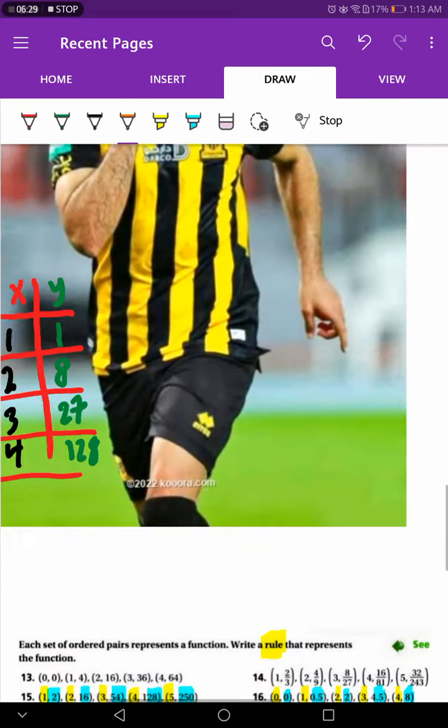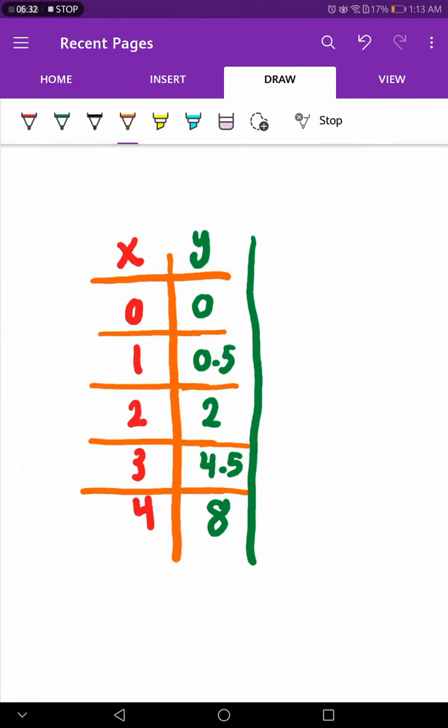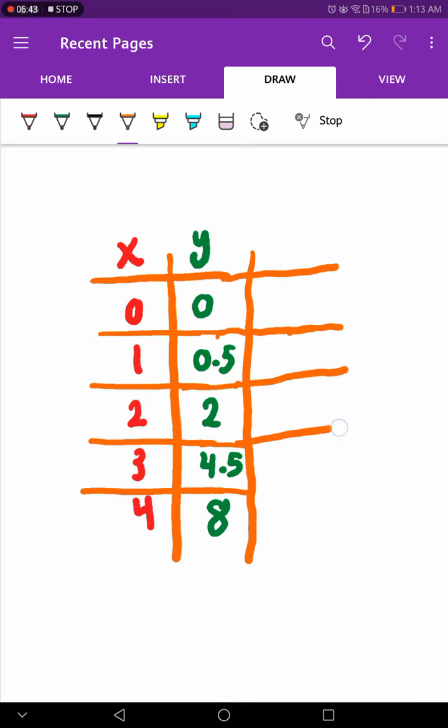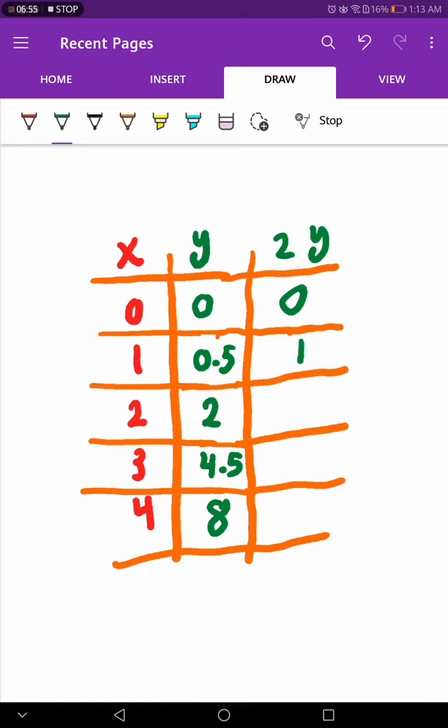If you multiply the y by 2 and see what happens, I will find 2 multiplied by y here. 2 multiplied by 0 is 0. 2 multiplied by half is 1. 2 multiplied by 2 is 4. 4.5 multiplied by 2, that means 4.5 plus 4.5, that means 9. 8 multiplied by 2 is 16.